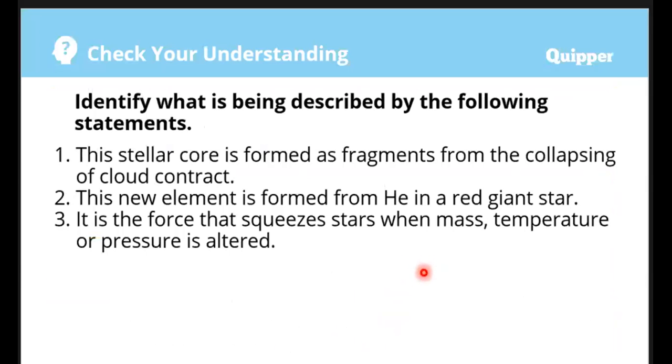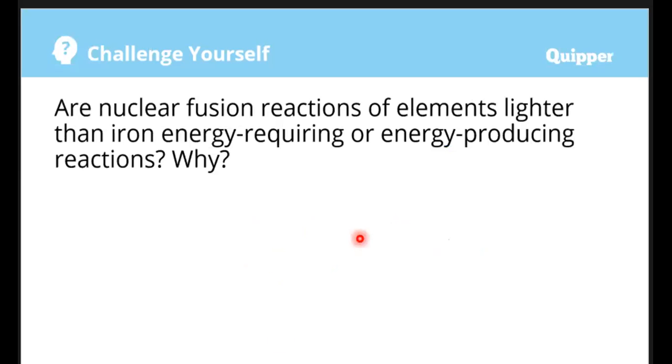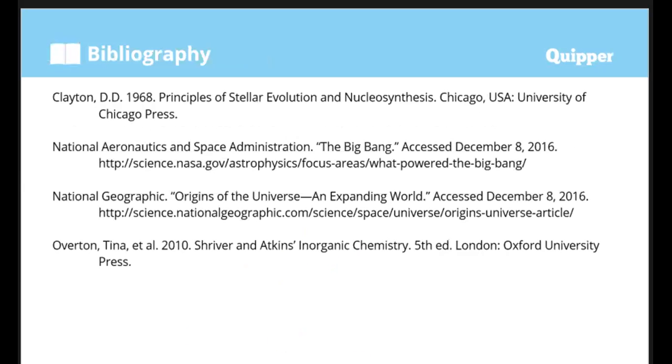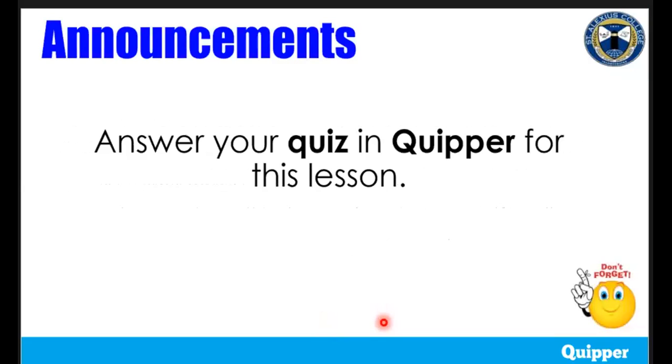I have here things for you to check your understanding after watching this video. Also, I want you to challenge yourself and try to answer this, which will help you develop critical thinking. Are nuclear fusion reactions of elements lighter than iron energy requiring or energy producing reactions? Why or why not? These are taken from the resources in Kuiper. For this lesson, I want you to answer your quiz in Kuiper to be sent.